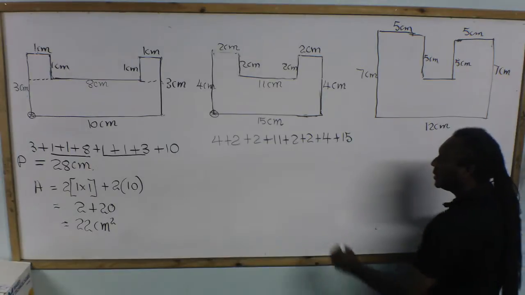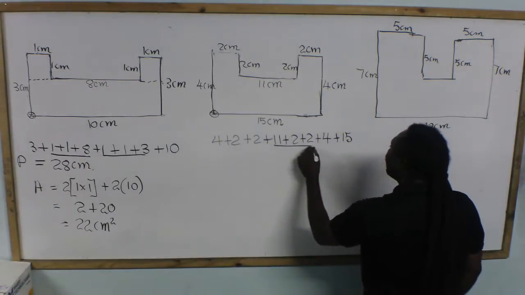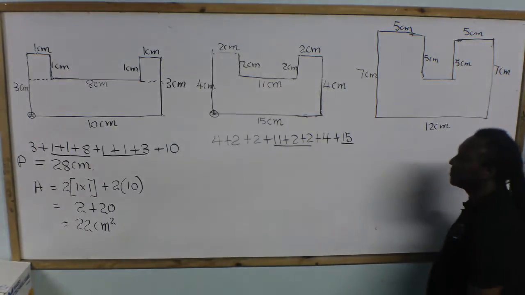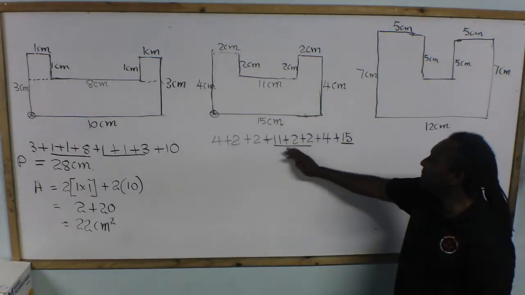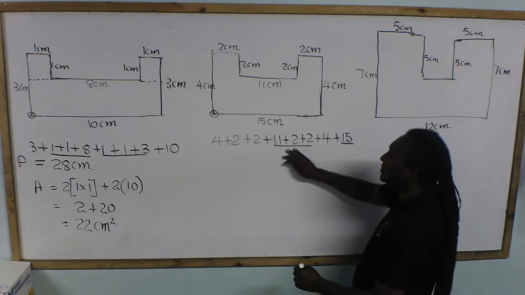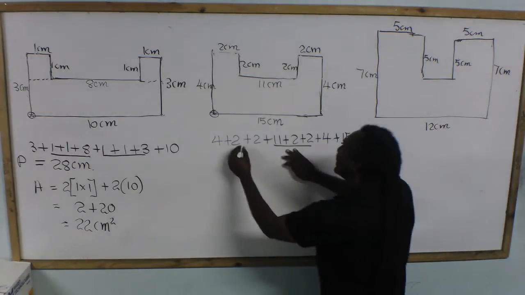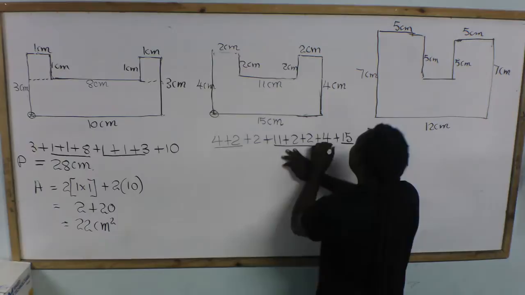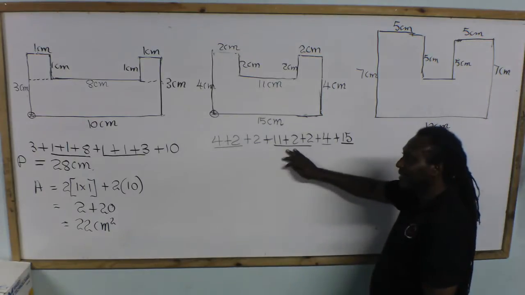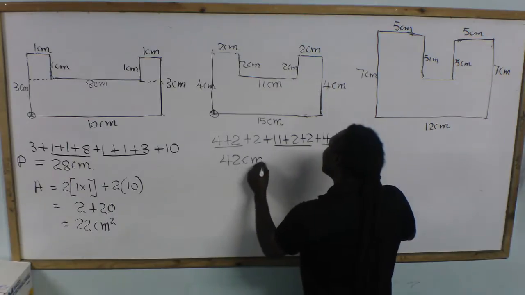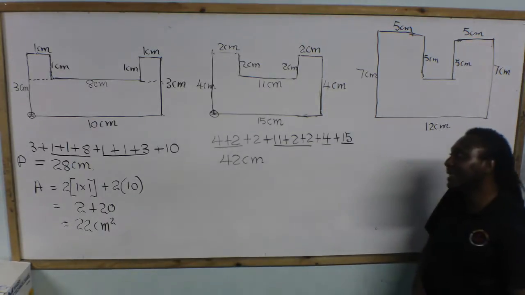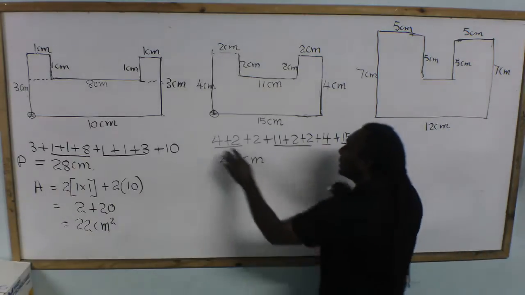15. Now, this is 15 and this is 15. So we have 15 here and 15 there. So that's 30. That's 30. Then we have 6 plus 4. So that's 40 and 2. So that's 42 centimeters. Maybe we can take a second look at it.